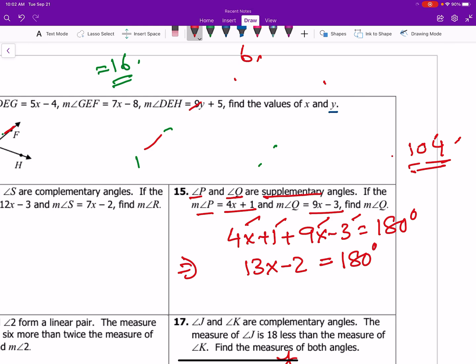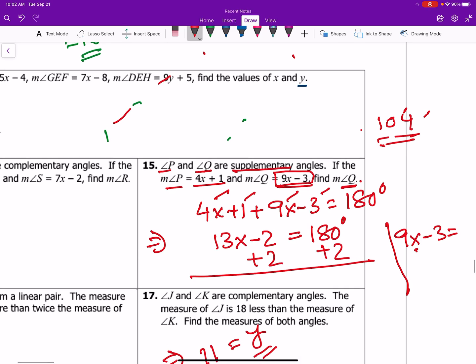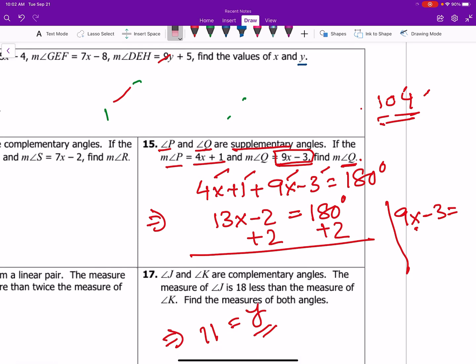So we want to find x, okay? Because we need to get the measure of Q. Q is 9x minus 3. So our objective is to find 9x minus 3, and we need to find this x first. So we are finding x. To do that, we add 2 on both sides for the addition property of equality. So this cancels out, and I'm writing it here so that it looks nice.